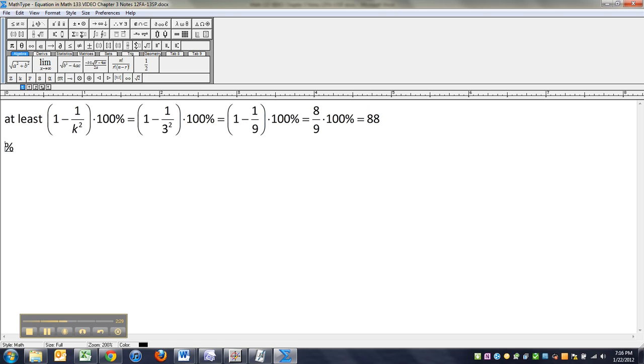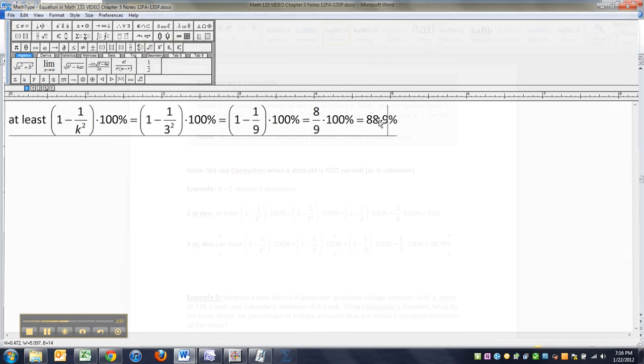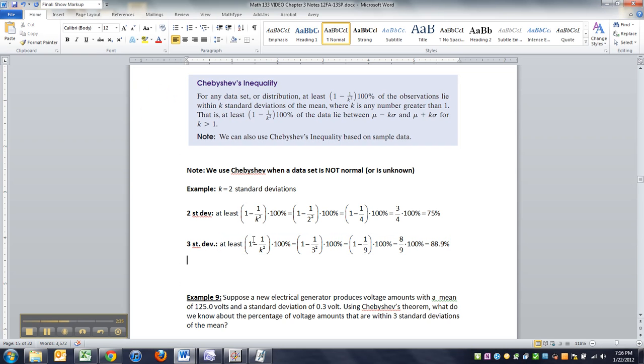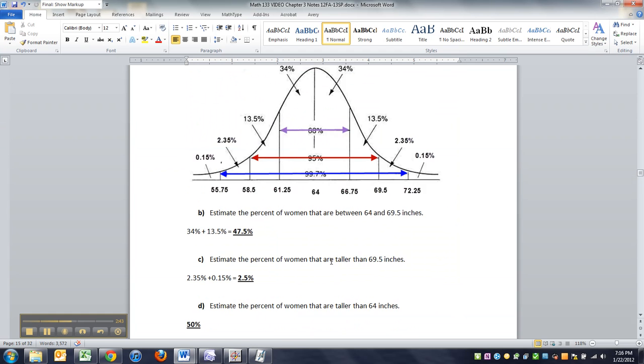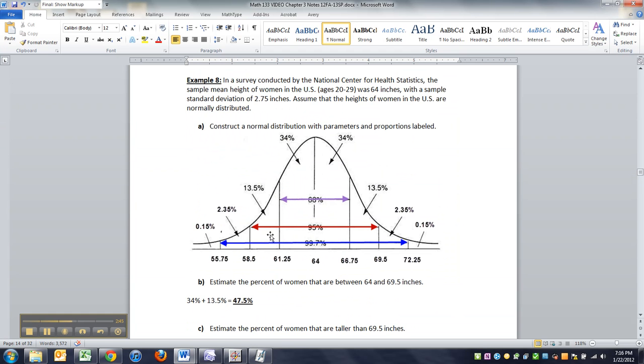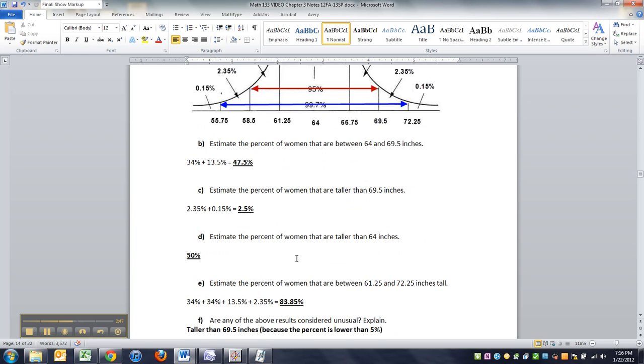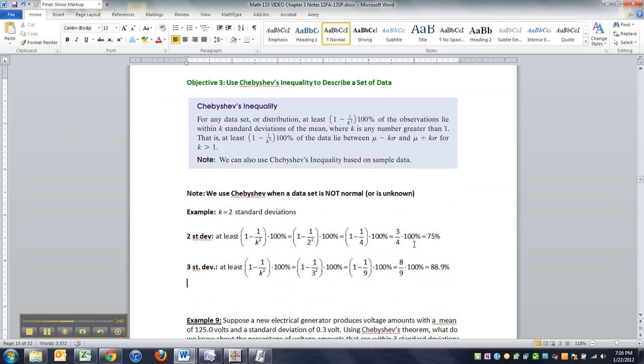You don't have to memorize it, right? These are just always going to be this way, no matter what. So 2 standard deviations is always at least 75%. And then 3 standard deviations is at least 88.9%. If it's normal, you know it's even higher. If it's normal, you know it's 95 and 99.7 respectively. But if you don't know it's normal, then these are the numbers you get. They're lower, right? Because it's not normal.